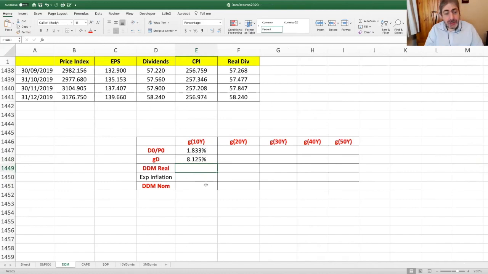Okay. So the expected return according to the DDM model is simply the dividend yield plus the growth rate of dividend. And that's it. This is the expected return in real terms. Then we need to apply the expected inflation. And this is the expected inflation according to AQR. They use 2.1%.